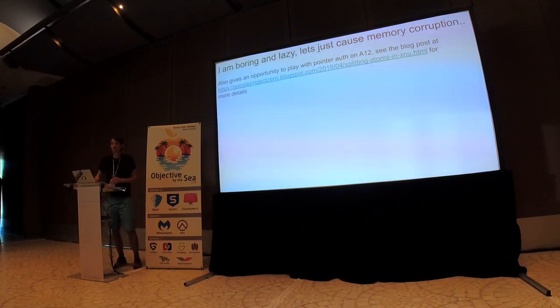Specifically, I also really wanted a bug which we could play more with pointer authentication. Pointer authentication is very interesting, and that's not really what this talk is about. I think I'll run out of time before we get to discuss that at all. But if you're interested, there's a public blog post about how you can play with one aspect of whatever the security model of pointer authentication is supposed to be. You can defeat some of it with this.